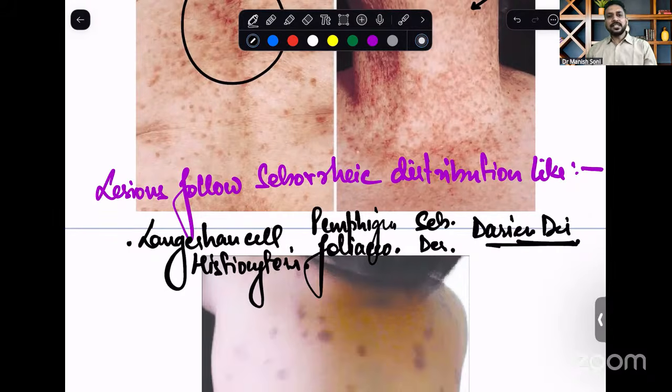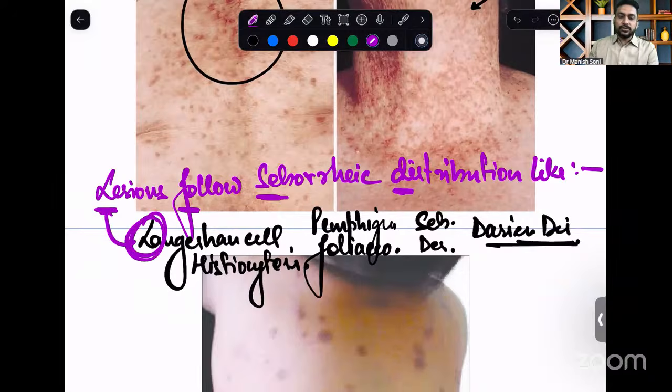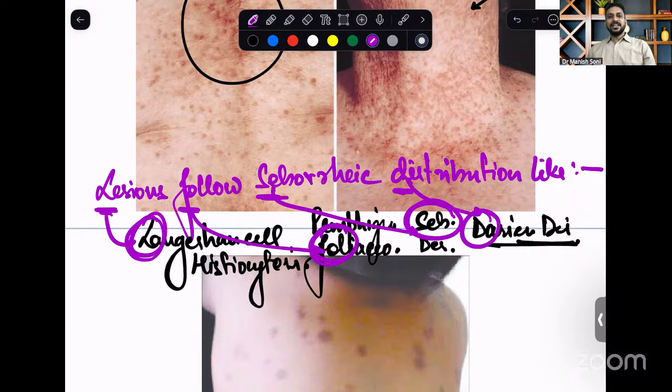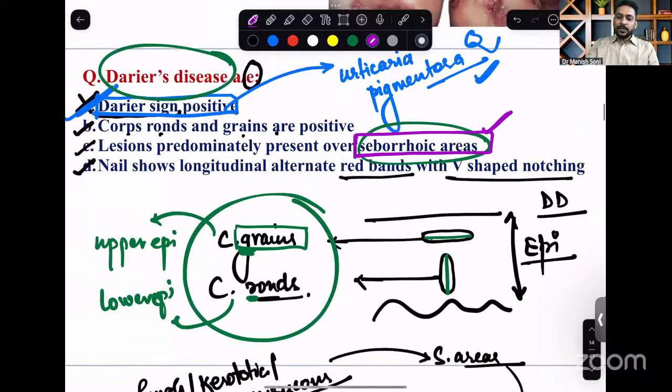Okay, now if you forget this in the examination hall, you can very easily recall. How are you going to recall? Because you just need to recall this sentence, that is, lesions follow seborrheic distribution in lesions. L for Langerhans histiocytosis, follow for foliaceous, seborrheic for seborrheic dermatitis, and distribution D for Darier's. So you can see how easy it is to recall in the examination. Lesions follow seborrheic distribution in Langerhans histiocytosis, foliaceous type of pemphigus, seborrheic dermatitis, and Darier disease. So this point can also very easily be remembered in the examination.